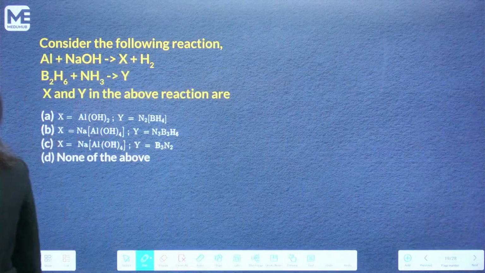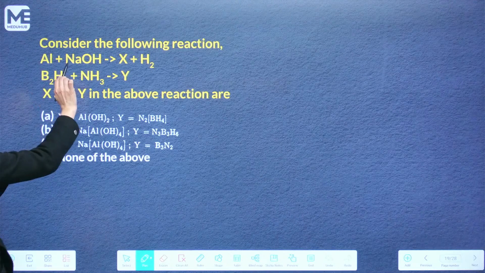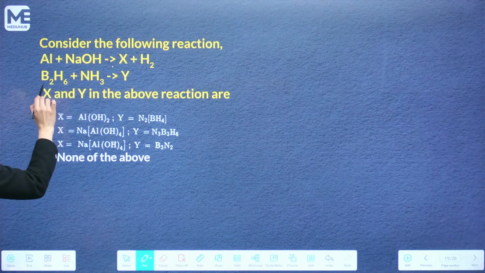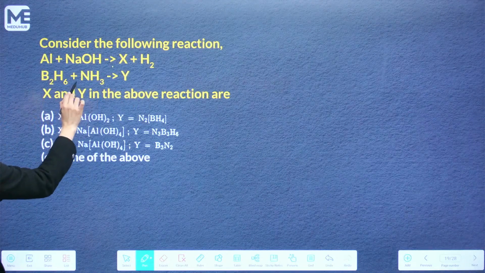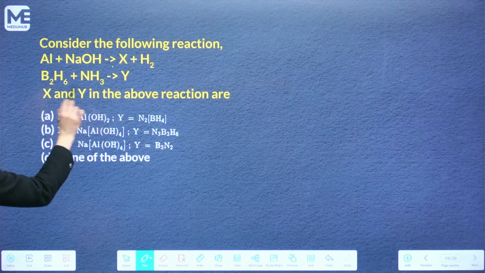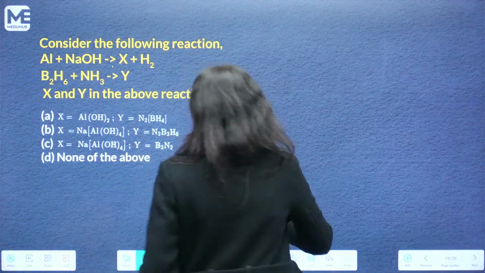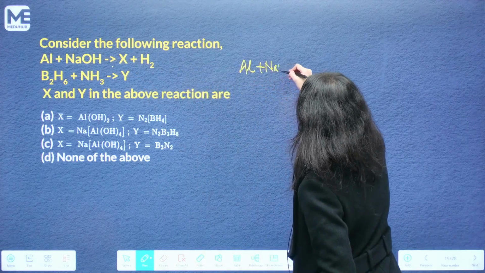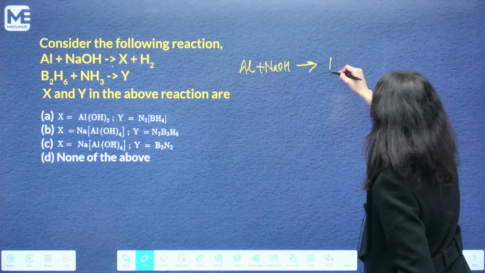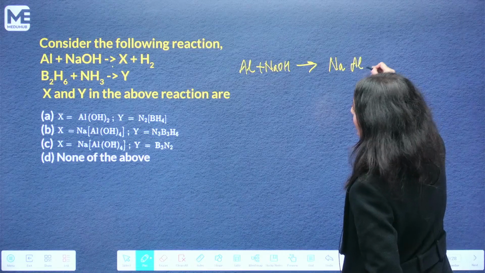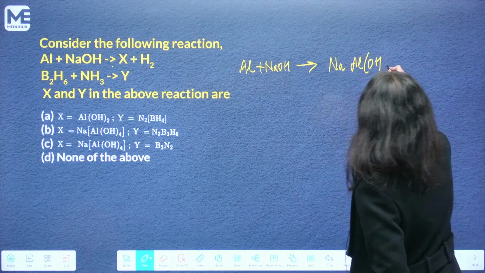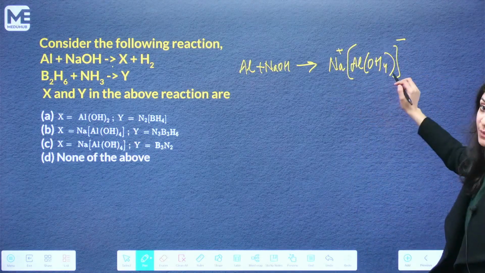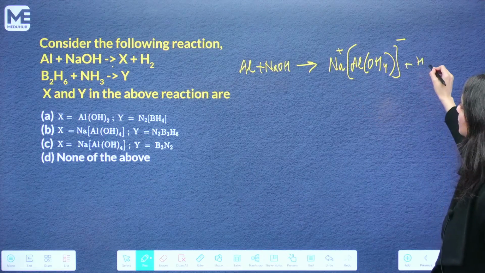Consider the following reactions. Aluminium is reacting with NaOH to give us X and H2, and diborane B2H6 is reacting with ammonia to give us a compound Y. What are X and Y? So in NaOH, aluminium gives Na[Al(OH)4]. Okay, Na plus and [Al(OH)4] minus, this is sodium aluminate, and hydrogen.